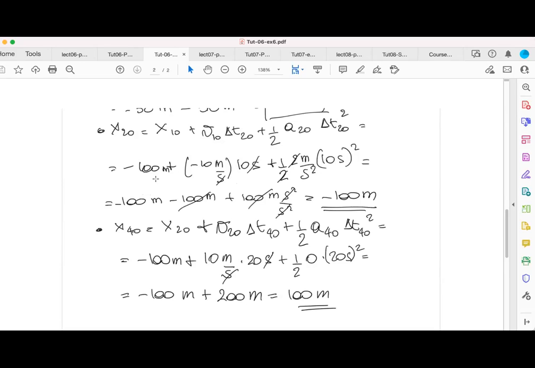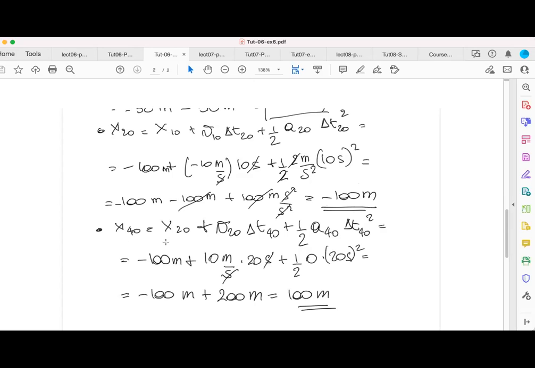Again, if we make all the calculations, always check the dimensions. So seconds and seconds here goes away. Here we have second to the square, but also this second is multiplied to the square. So at the end of the day, we end up with minus 100 meters, minus 100 meters, plus 100 meters. So at the end of the day, we have minus 100 meters. This is the position at 20.